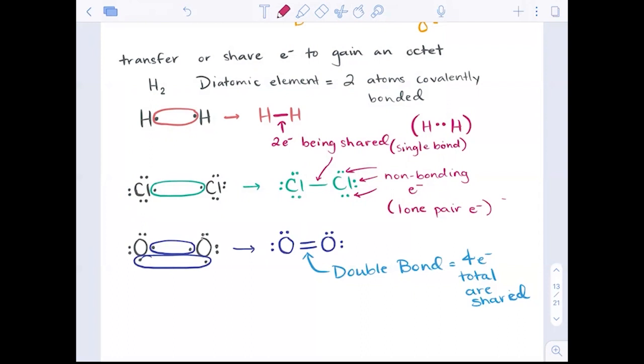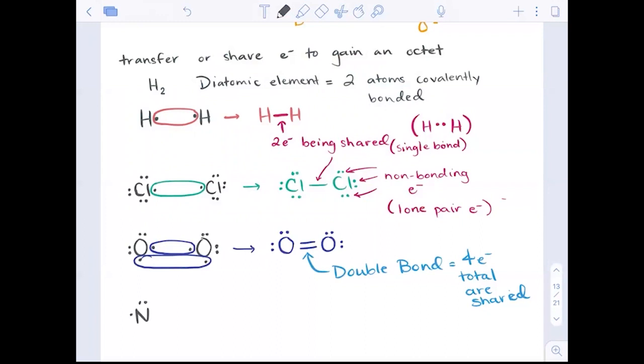Just like we talked about with the lattice structure of ionic compounds, the stronger the charge, the stronger the bond. The more bonds in a covalent pair, the stronger the bond. So a single is the weakest bond, a double is stronger.